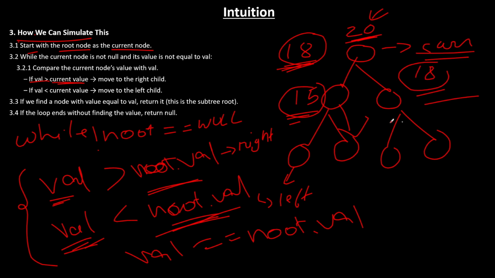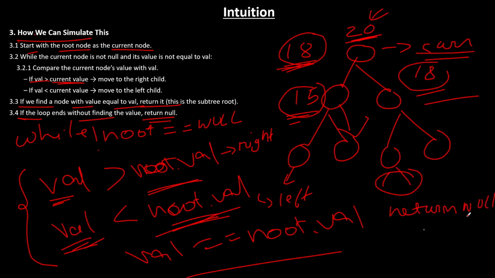And if at the end, when we find 18 in one of the nodes, we just return the root value. That's the case. So if we find a root node with value equal to the value given, we return it. This is a subtree. Okay. If the loop ends without finding the value, we return null. So basically if the loop ends and we are at null in the leaf case, we'll just return null. That's all. It's a pretty simple implementation of it.